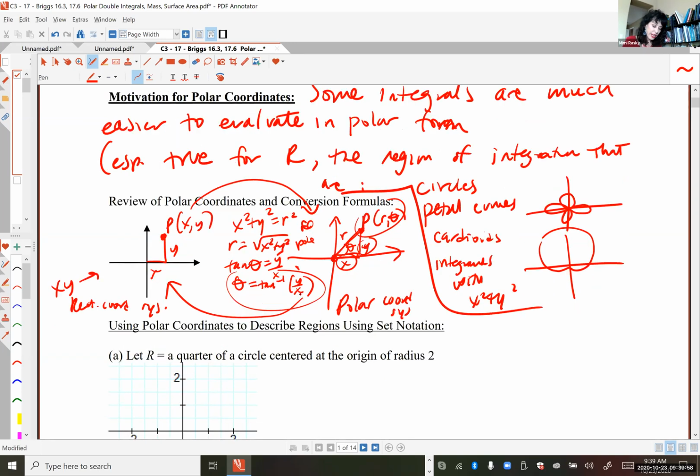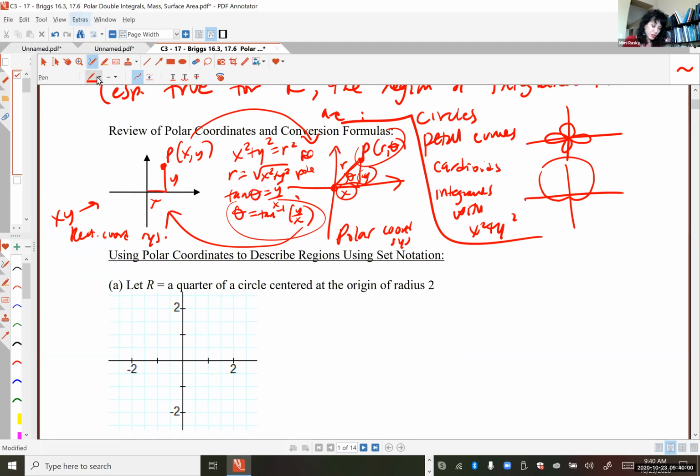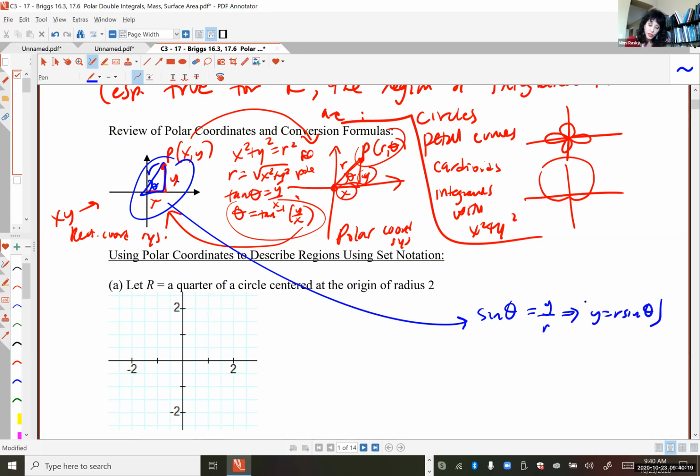Now, the reverse direction is again just a trig situation. Using your right triangle, if somebody gave you theta and r and you needed x and y, sine of theta is opposite over hypotenuse. Solving this for y gives you one of the conversion formulas. Similarly, cosine theta is adjacent, the x leg, over the hypotenuse. Solving this for x, you get x equals r cos theta.